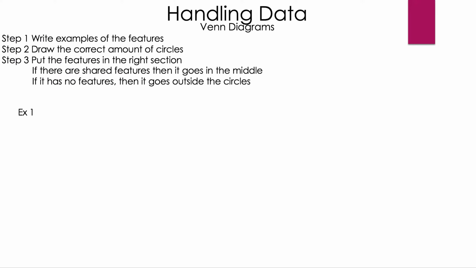So, if you follow these steps, you'll be golden when you do Venn diagrams. Step 1, write examples of the features. Step 2, draw the correct amount of circles. And step 3, put the features in the right section.